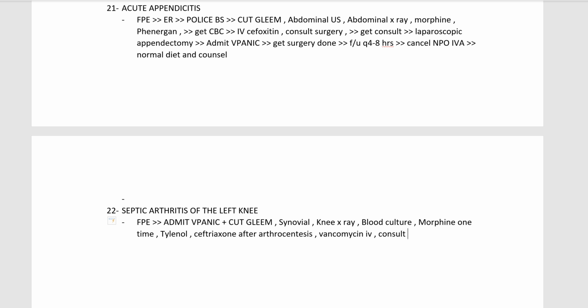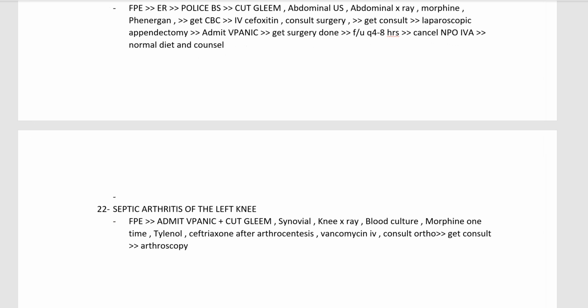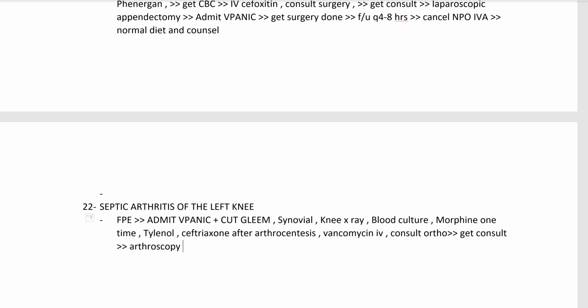And then, because you did the V-panic, you consult ortho. Once you do the V-panic, you want to put most medication IV, because there is IV access already. Then you consult ortho, okay, and then get the consult. Once you get that consult, you want to order something very important, which is arthroscopy. A lot of people forget to order that, and that's a very important thing in septic arthritis because it's an abscess. Antibiotic alone may not be enough. That's why you want to do that.